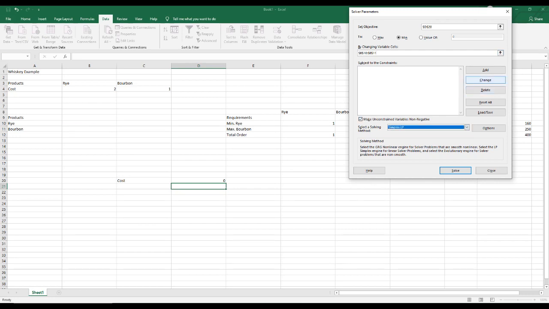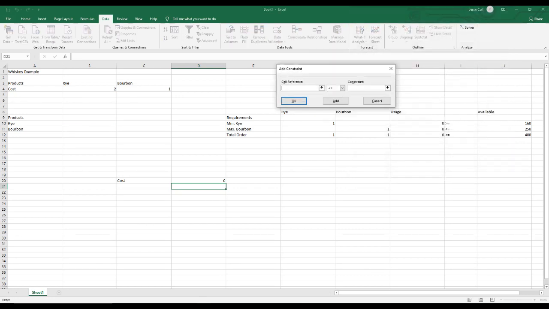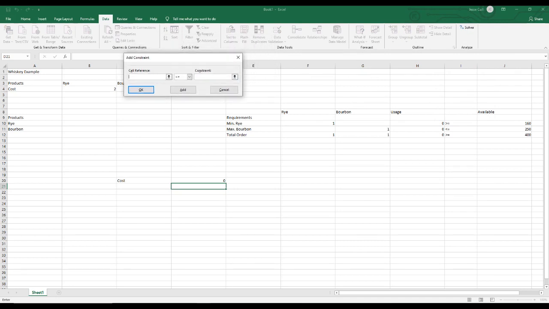Click on Simplex LP, and we'll add our constraints in. The first one, our usage of rye has to be greater than or equal to 160, J10.